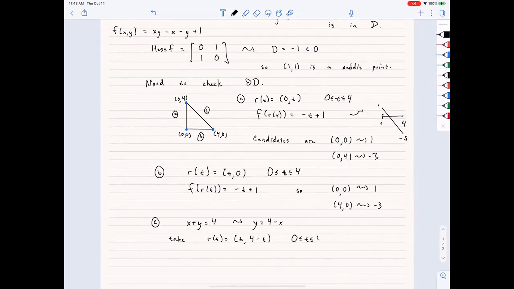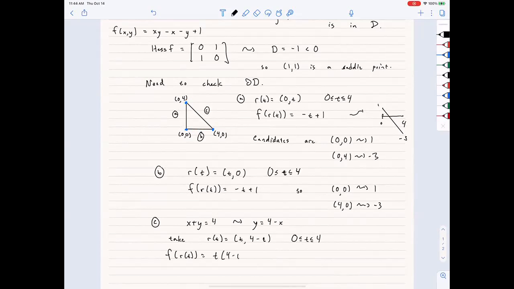And we're bound for the x variable. You can see this x variable is bound between 0 and 4 here. So that's where our t is going to range. Now we put this in, just like we did with these other two cases, to f. And we're going to get something a little less pleasant, but not too bad.